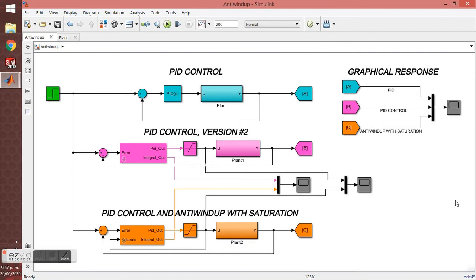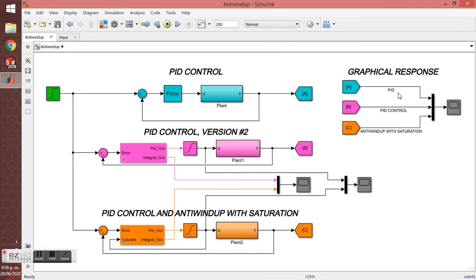Now we're illustrating the Simulink diagram implemented for the case of anti-windup. Here we have a PID control, a PID control in another version, it is just a normal PID, and a PID control with anti-windup and saturation. It is pretty important for our controller. So we're going to run it and see the graphical response.